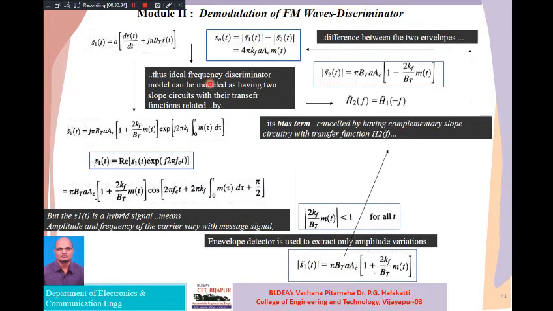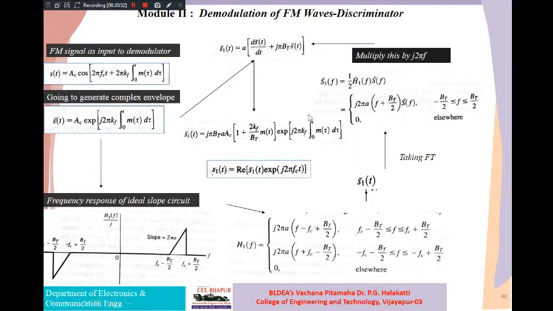So thus an ideal frequency discriminator can be modeled as having two slope circuits with their transfer characteristics exactly opposite to each other like this. So this is how we have traveled like this. Okay, so let us start our journey.